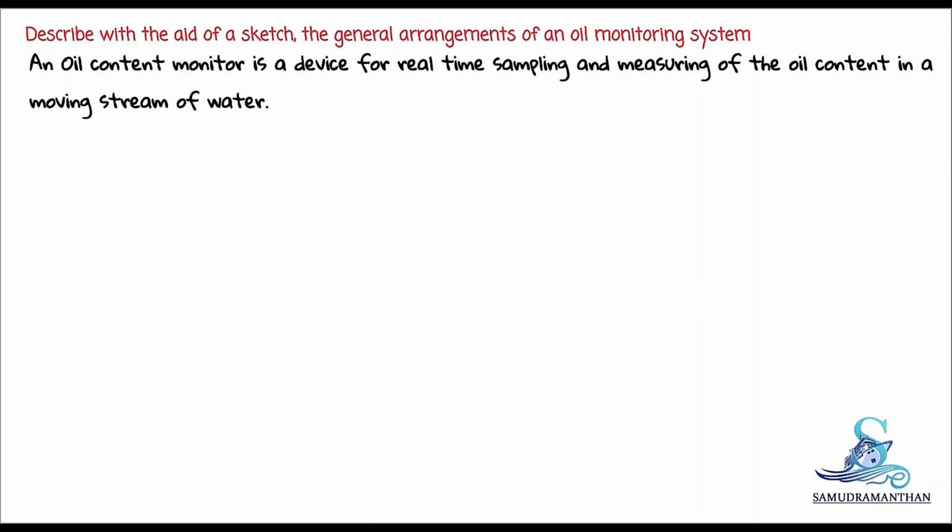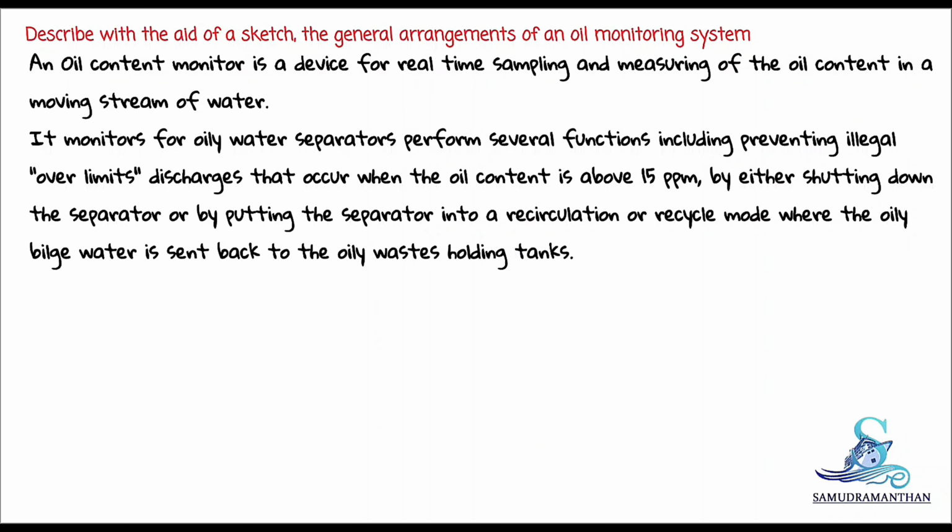An oil content monitor is a device for real-time sampling and measuring of the oil content in a moving stream of water. It monitors for oily water separators and performs several functions, including preventing illegal over-limit discharges that occur when the oil content is above 15 ppm, either by shutting down the separator or by putting the separator into a recirculation or recycle mode where the oily bilge water is sent back to the oily waste holding tanks.